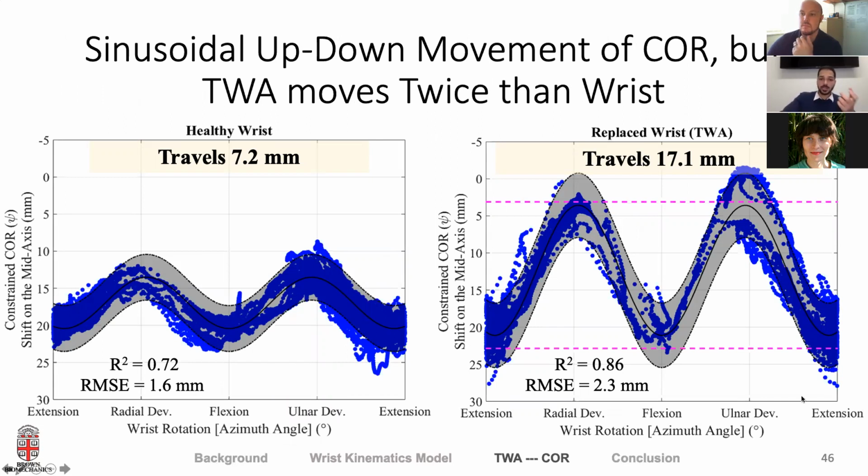Basically, this design is trying to simulate the radiocarpal joint. And it depends if we want to simulate the radiocarpal joint or we want to simulate something that the capitate does, the midcarpal joint.